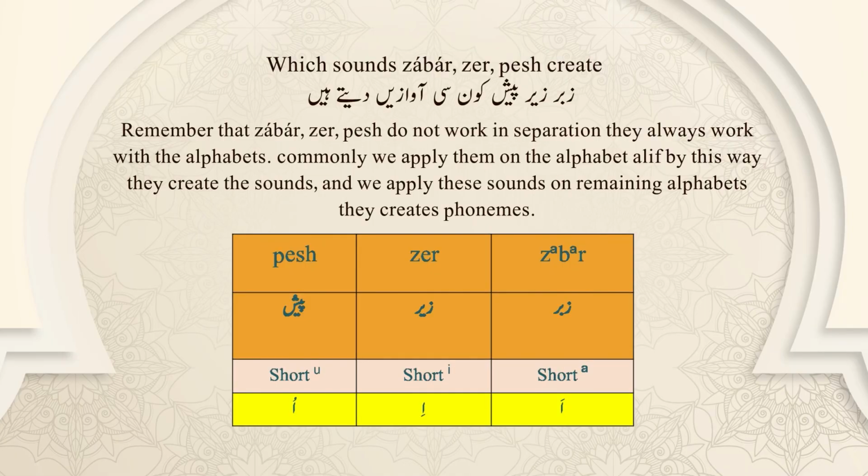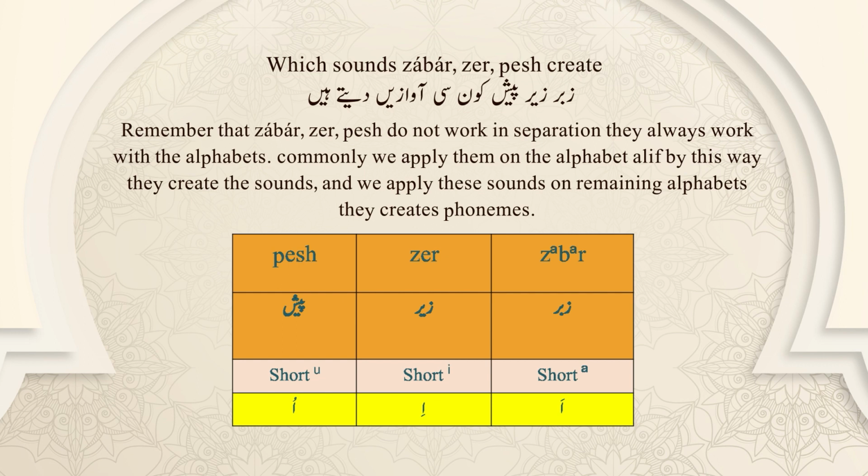This is the first point which you have to remember about these diacritic marks of Zabar, Zair, Pesh, that they do not work in separation. Rather, they always work with their alphabets. When they work, they create their sounds. They work or create their sounds with alphabets. You have to remember this.